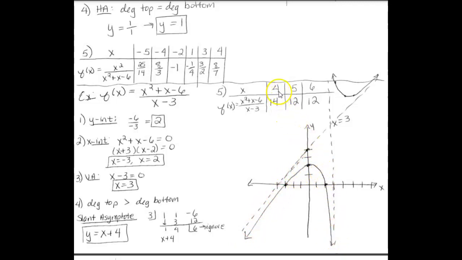So my table here only reflects points on the other side, 4, 5, and 6. So if I plug in a 4, I get 14. If I plug in a 5, I get 12. And if I plug in a 6, I get 12 again. So at 4, way up here at 14. At 5, we're down here at 12. And then at 6, we're also at 12. So these points are going to come through these 3 points up here and slide between my asymptotes up in this section.